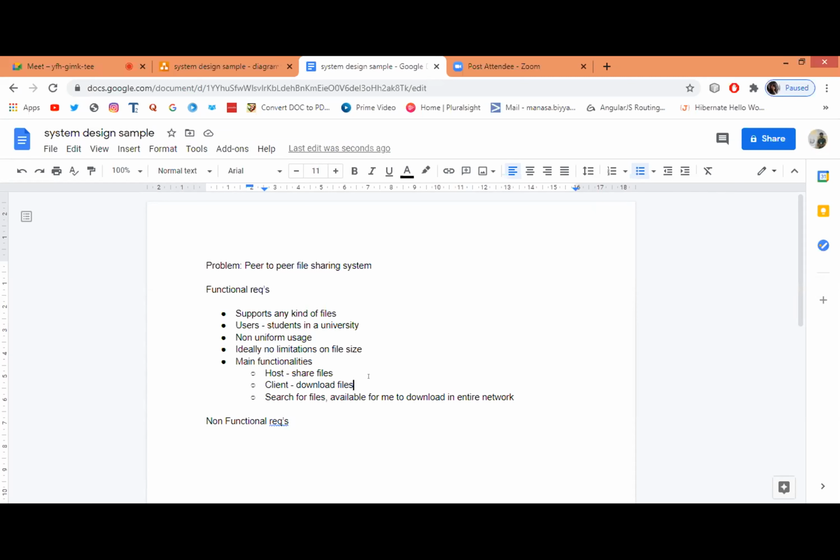Okay. And do we need any access permission kind of thing? Once I upload a file, anybody should be able to access it and download it, or will there be any constraints, where the host can share only with a particular group of people? No, a file is shared by everyone in the network. So in my university, the file will be shared by everyone.